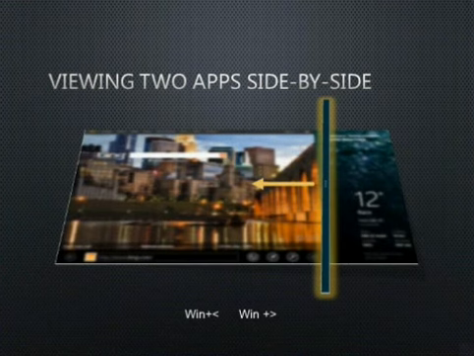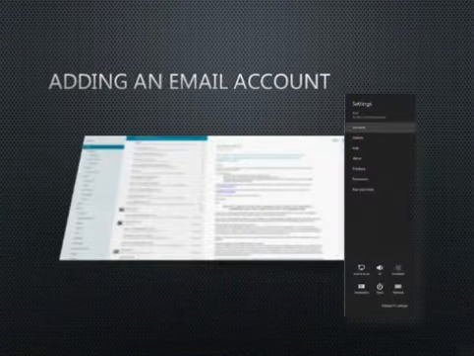Once you've got one app docked, go back to the start screen. The next app you run will fill the remaining space. So, let's get on with actually using Windows 8 now. And I'm trying to leave as much time for questions as possible because I know there's probably going to be quite a lot. So one of the first things you're going to want to do is add an email account. So let's look at how you do this.